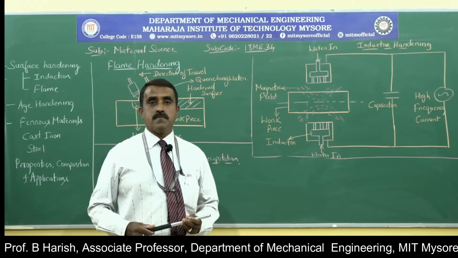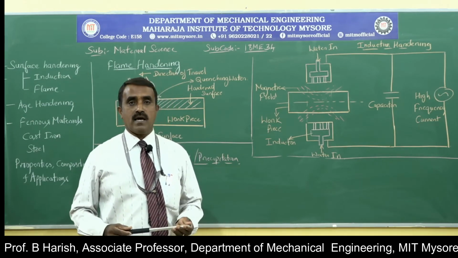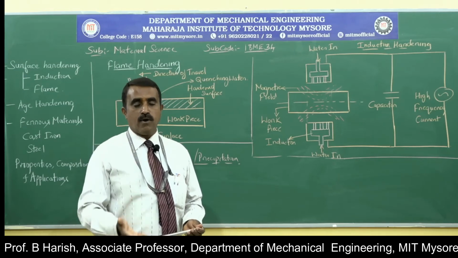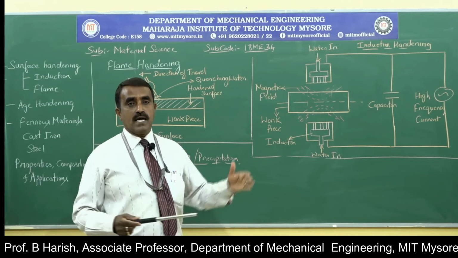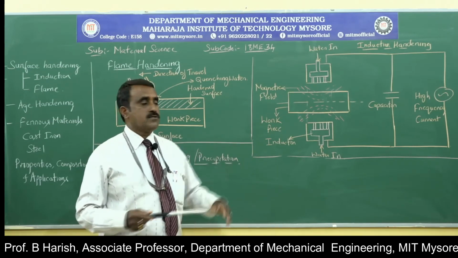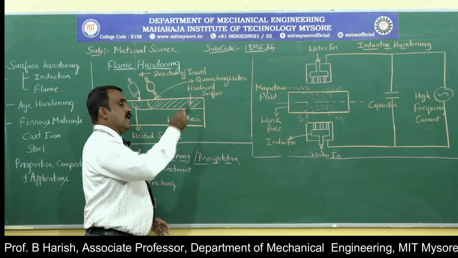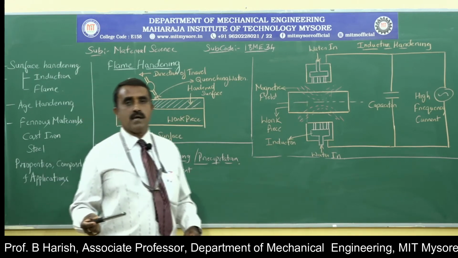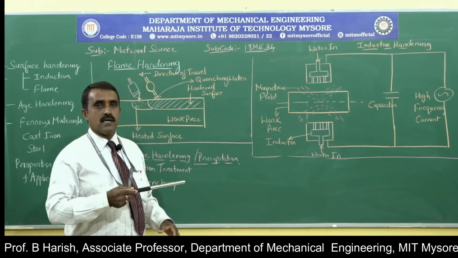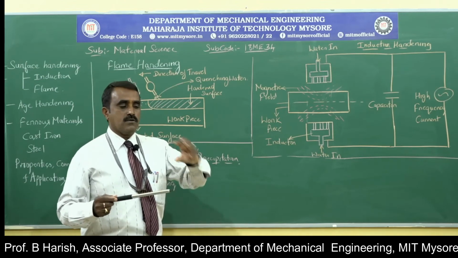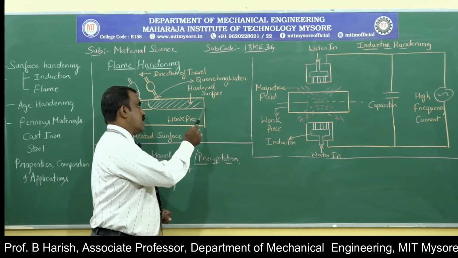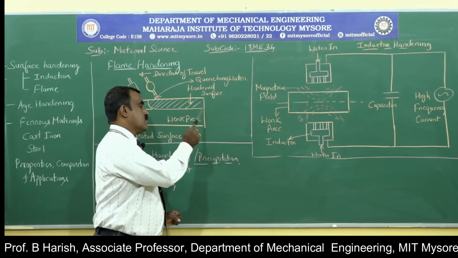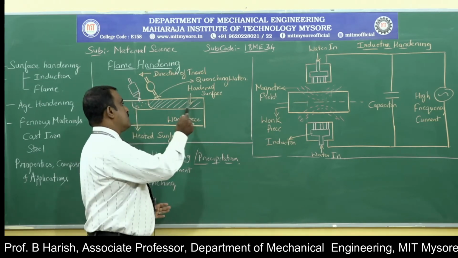This is what was discussed in the iron carbon diagram. Below the austenitizing temperature, iron gets transformed into other forms. That is what the austenitizing temperature is. Once it is heated to the austenitizing temperature, cooling is done immediately. The material gets hardened up to a certain depth, because quenching is done immediately.